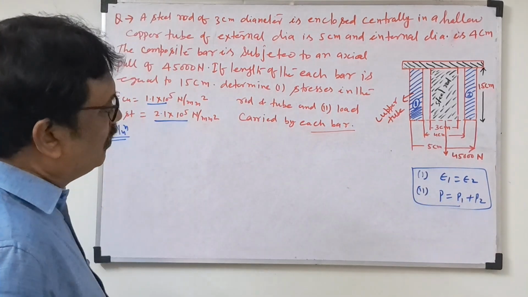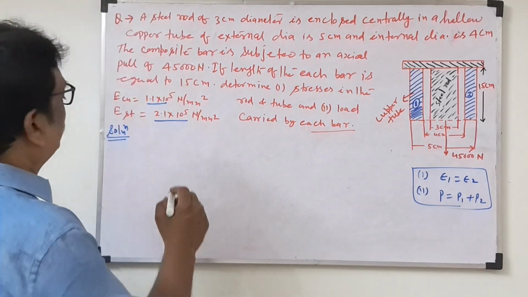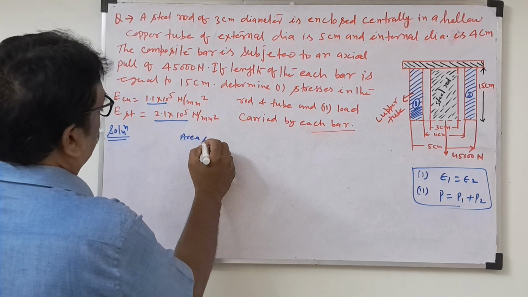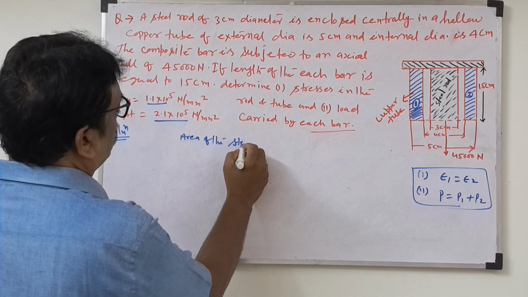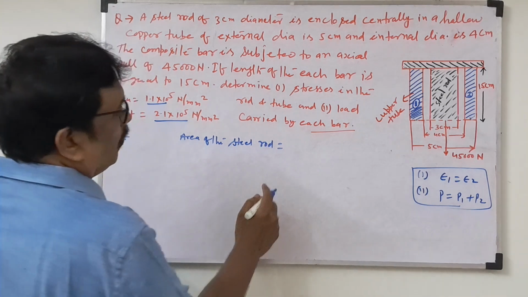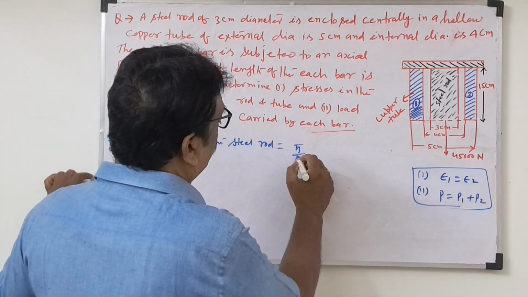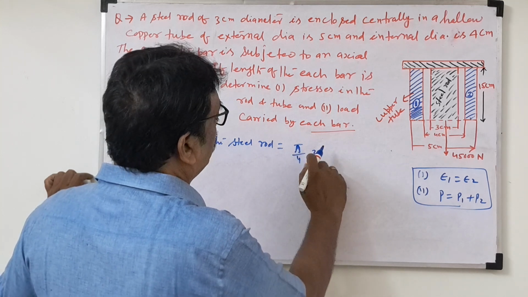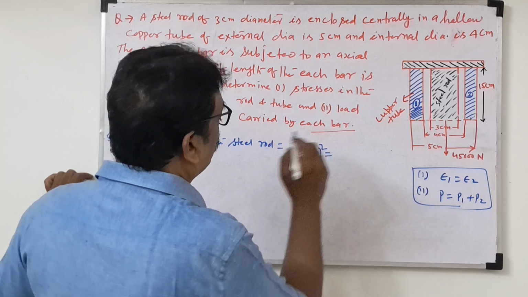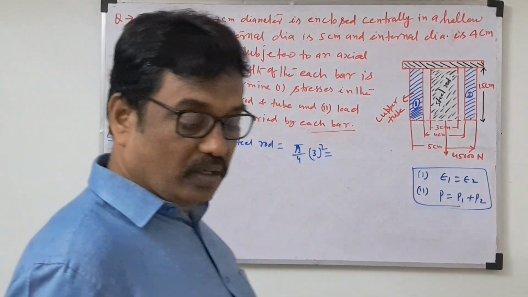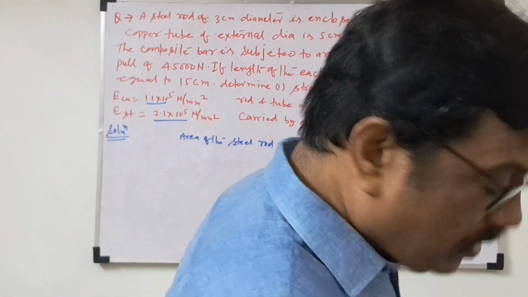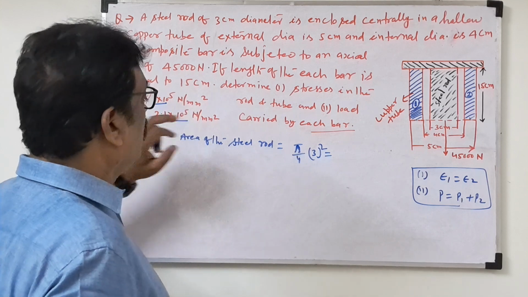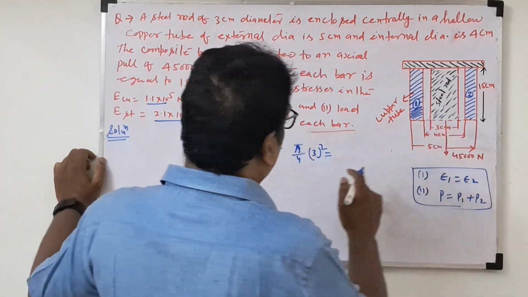So for this, what do you have to find out? Area is required. So what is the area first? Area of the steel rod. Pi by 4, because this is a circular section, pi by 4 times 3 whole square. So this will be the area. We will see the calculation here. One more thing: what is the unit of the given Young modulus? Newton per mm square, so we make everything in mm.